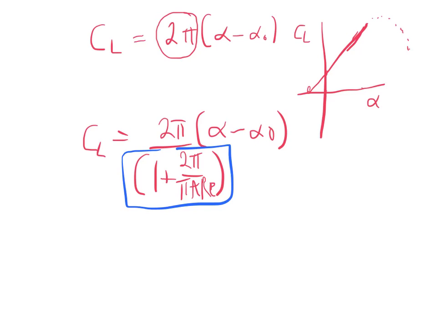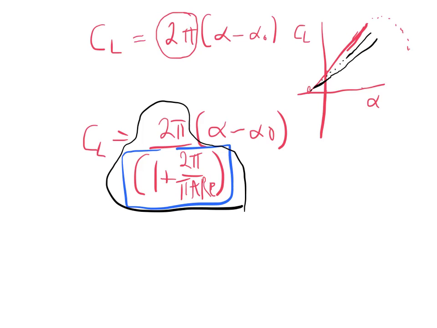If aspect ratio is finite, meaning we have a finite wing, we will produce lift, an effective lift curve slope, which I'll box in black, that is less than 2 pi, because the denominator is greater than 1. And so the result for a 3D wing will simply be a lesser slope. So let's try to draw it like this. And that slope will depend on the aspect ratio.